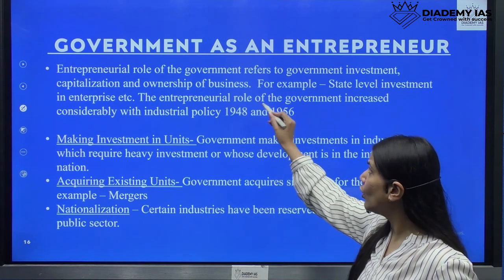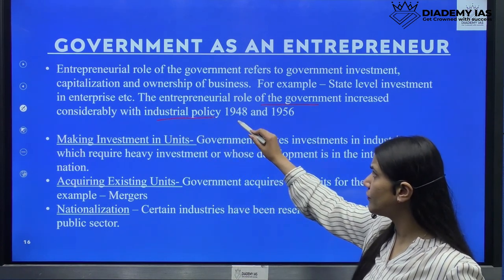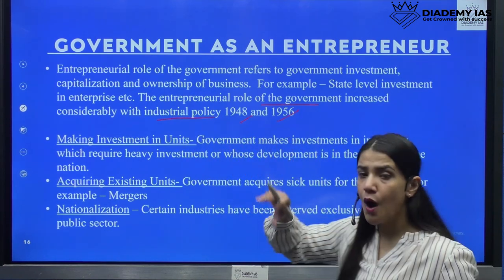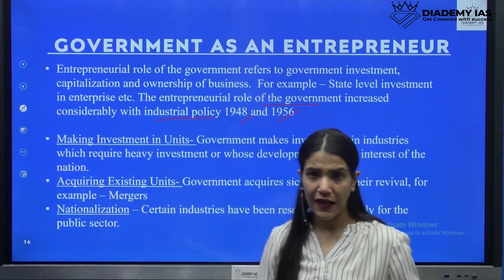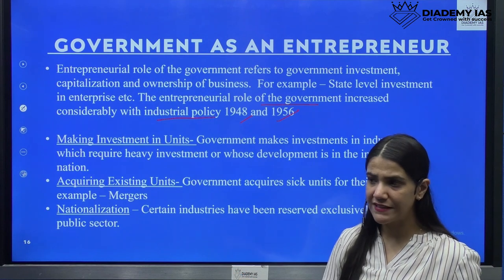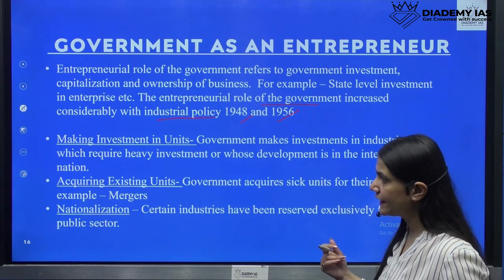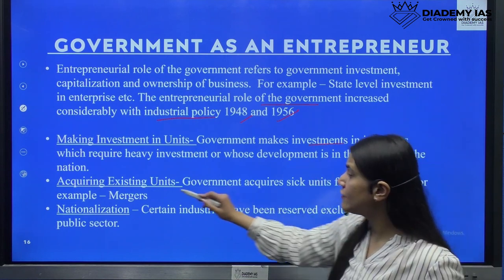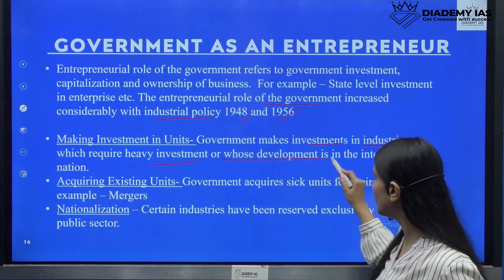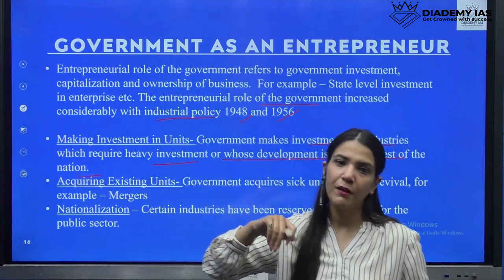The entrepreneur role of the government increased considerably with the industrial policies from 1948 and 1956. Post-liberalization in 1991 also, government has been playing a very significant role in providing investments and so on. So government makes investment in industries which require heavy investment or whose development is in the interest of the nation. So directly, the end goal is the development of the nation.